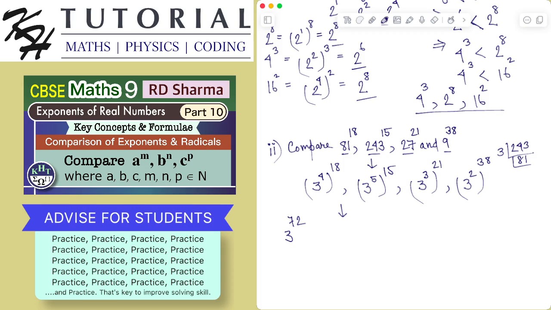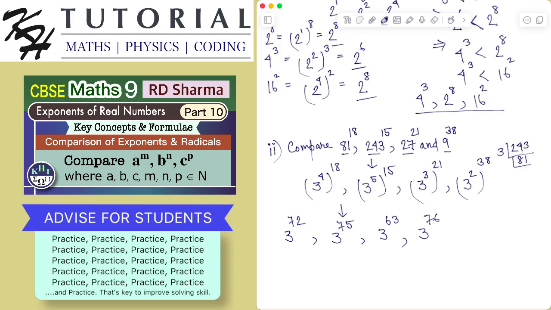exponents, the power will become 18 multiplied by 4, and we have 3 to the power 15 multiplied by 5, which is 75, and 3 raised to the power 21 multiplied by 3, that is 63, and 3 to the power 32 multiplied by 38 multiplied by 2, which is 76.